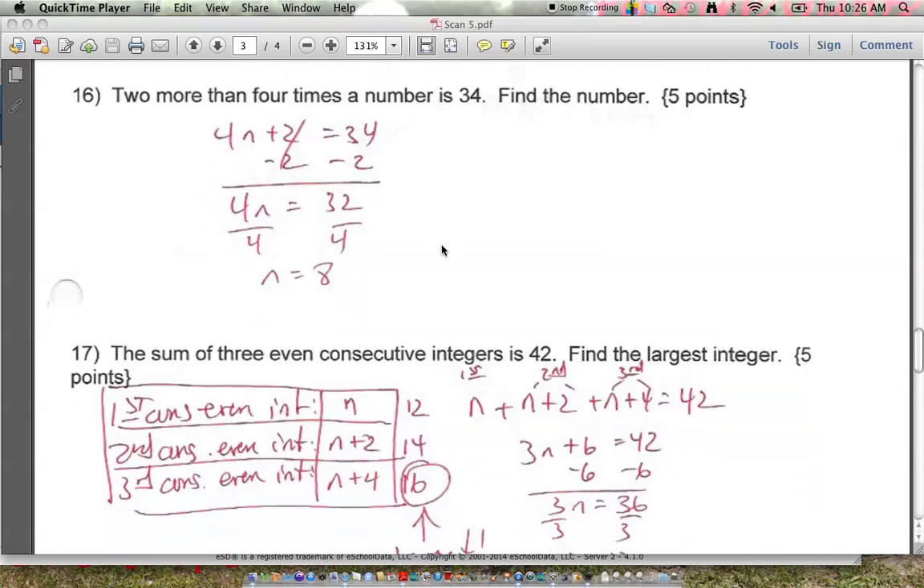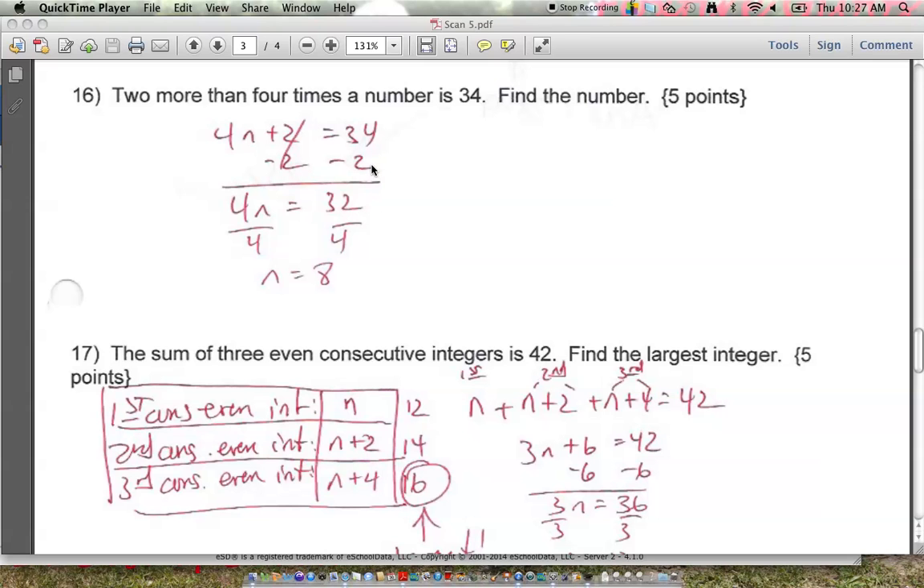Okay, number 16. When it comes to questions like 16, 17, 18, and so on, you basically get half the points to set it up and half the points to solve it. So if you look at number 16, there's only one number in the problem. You know that because it says find the number. And then we're going to get down, it's 2 more than 4 times a number. So it should say 4n plus 2. If it said 2 plus 4n, that's okay as well. So that's worth, out of the 5 points, 2 out of the 5. So this step here where it just says 4n plus 2 is 34, that's worth 2 out of the 5.